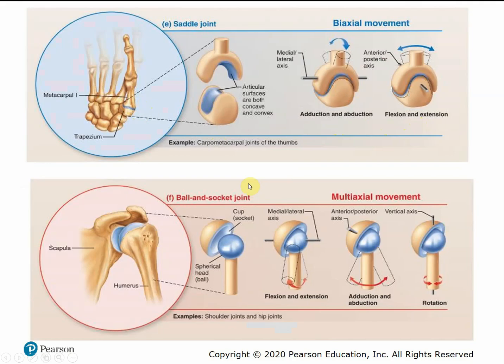Ball and socket joints have the widest range of motion. So it's essentially a cup or a socket with a ball or a head on the end of the bone. So the ball fits in the socket to allow this multi-axial movement. So we have flexion and extension, abduction and adduction, as well as rotation. So example of your ball and socket joints would be the shoulder and the hip. So think of how much movement you can have with your shoulder compared to your wrist or your elbow.